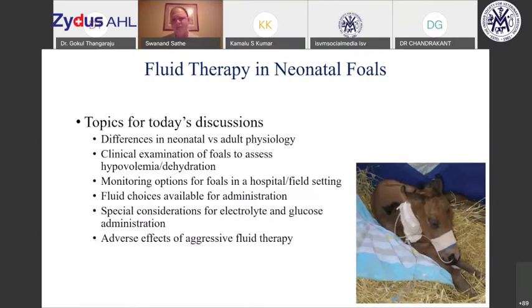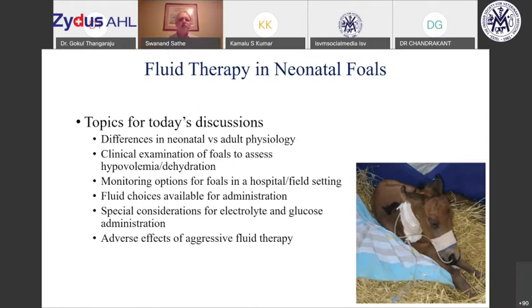There are several topics for today's discussion that I would like to touch base on to get this discussion underway. One would be the differences between neonatal versus adult physiology. We know that foals are not mini adults, and we usually keep stressing this point to our students when treating neonatal foals. Following which, we'll also discuss a brief bit about clinical examination of foals to assess them for hypovolemia and dehydration.